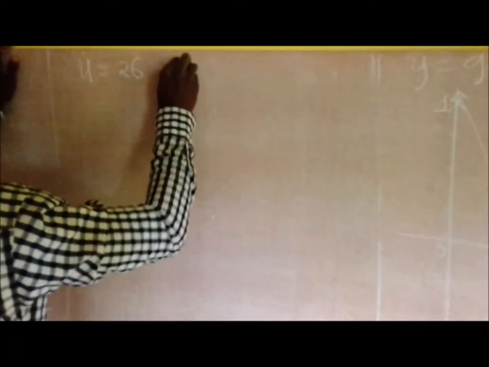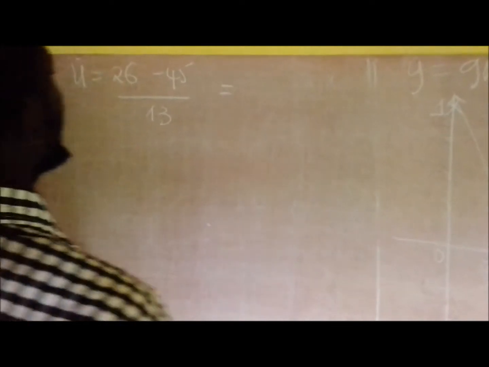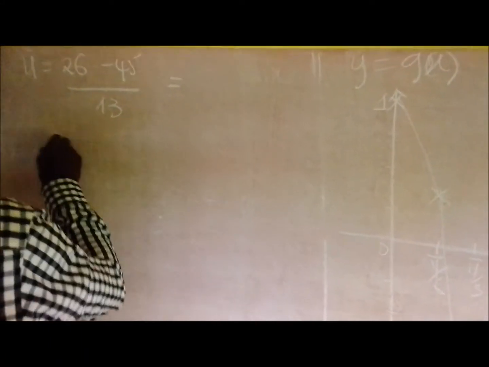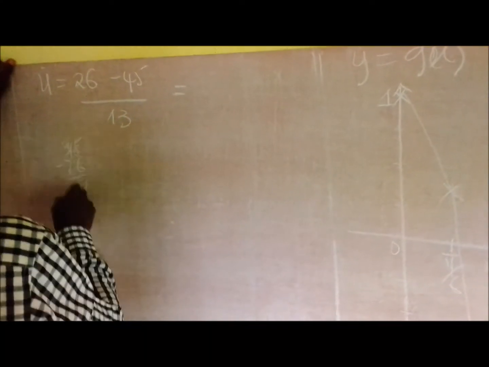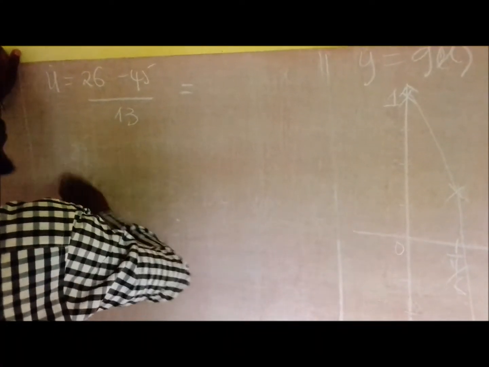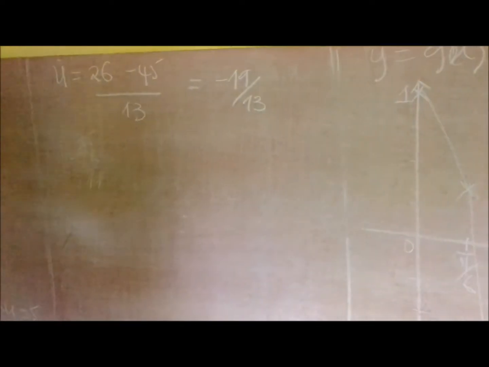I'm going to continue that way. So mu is equal to 26 minus 45 on 13, and 26 minus 45 will give us negative 19 on 13. So those are the values of lambda and mu.